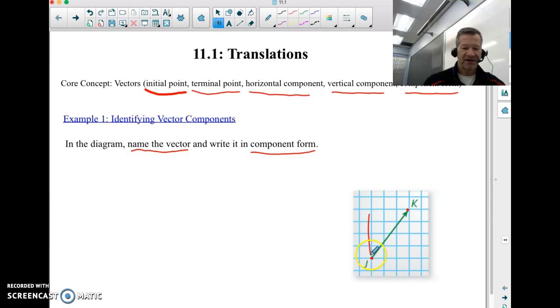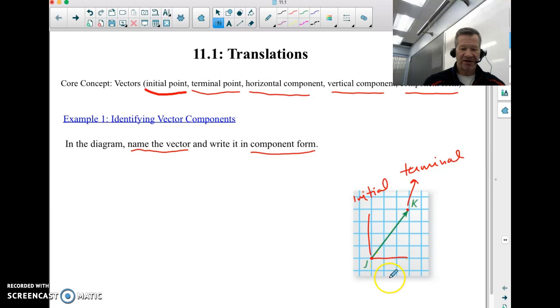So we've got our initial point and we have our terminal point. If I ask you to name the initial point and terminal point, you should say initial point J, terminal point is K. Now, horizontal component is how far do you have to travel horizontally to get from the initial point to the terminal point.